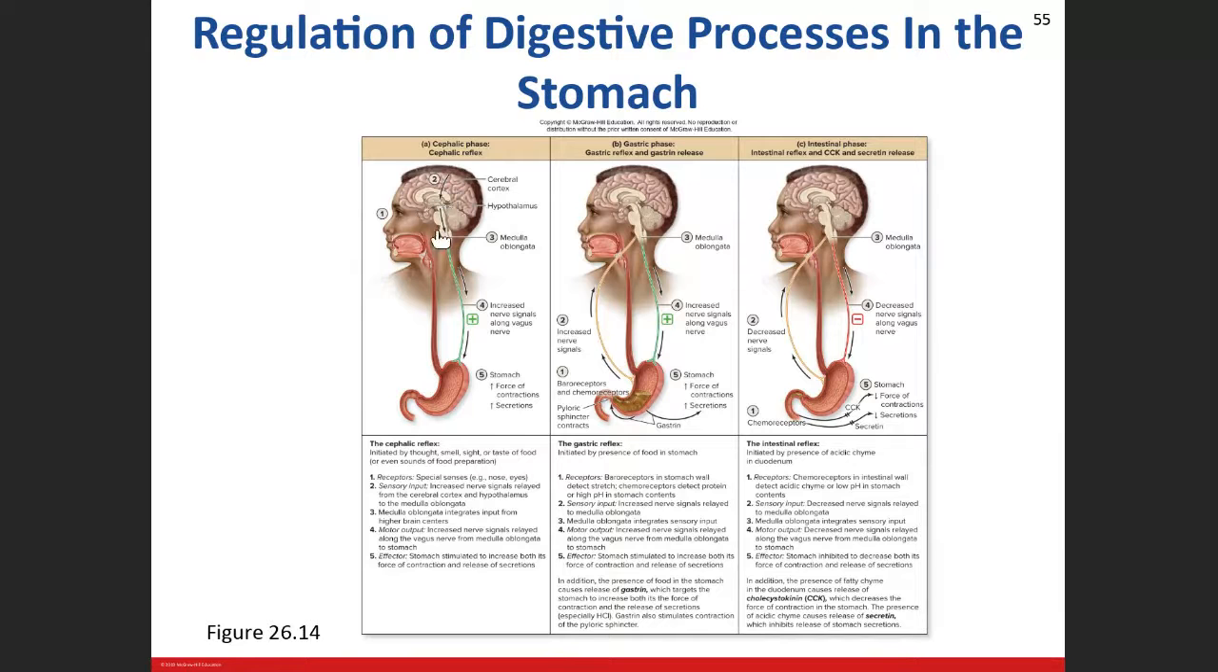It all starts up here in the cerebral cortex, which will then stimulate the digestion centers in the medulla oblongata to stimulate the vagus nerve to send signals down to the stomach. This can occur without you even putting any food in your mouth. It will start the stomach increasing gastric secretions. It's getting itself ready for food to enter. And those three layers of muscles will start the churning process, mixing up those gastric secretions. So that's all in the cephalic phase.